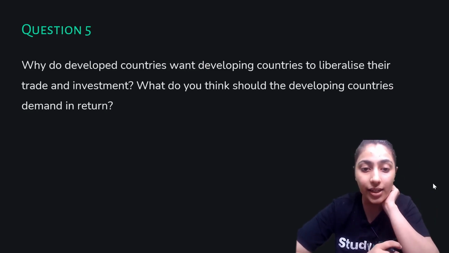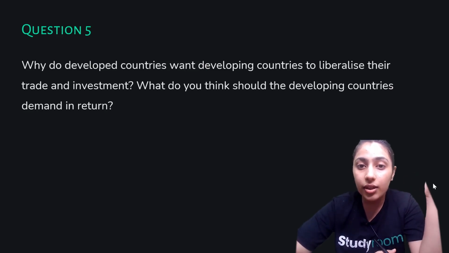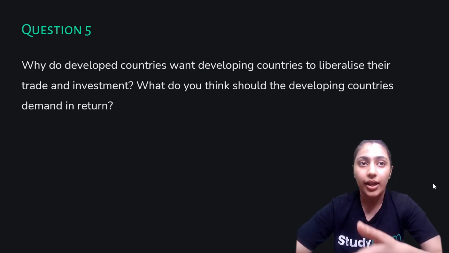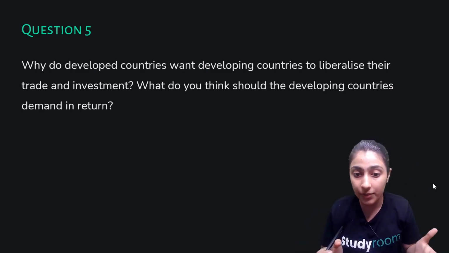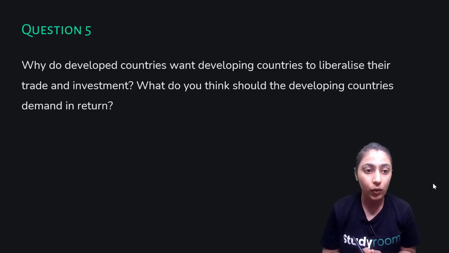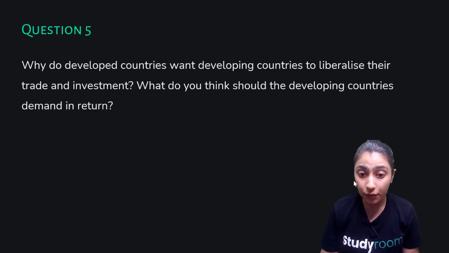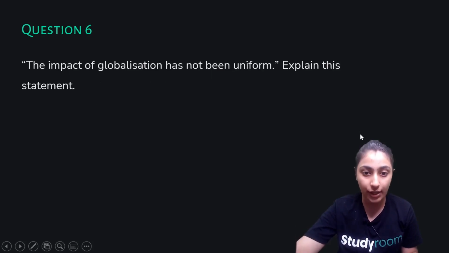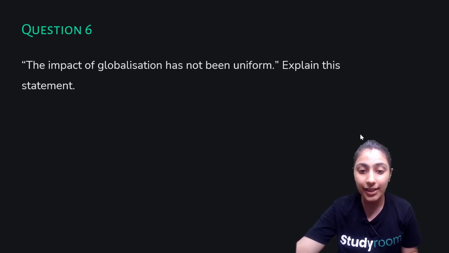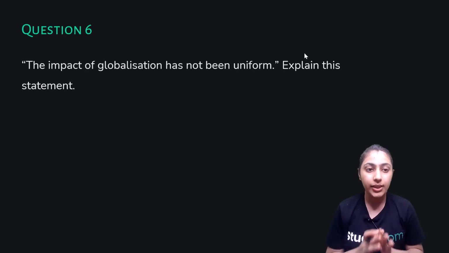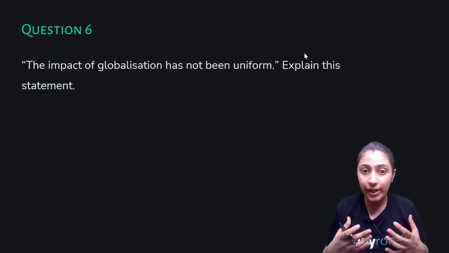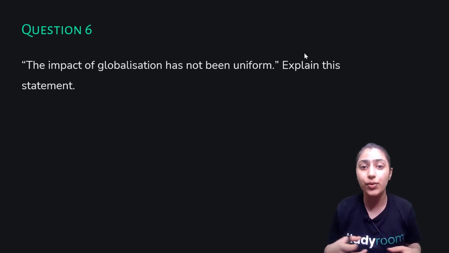On the other hand, what do we think the developing countries should demand in return? The only thing that developing countries should demand in return is fair trading. There should be fair trading for both developed and developing countries. So I hope this answers your question number 5. Moving forward to your question number 6, which says the impact of globalization has not been uniform. Explain this statement. So basically, by the time globalization has entered, what's happening is that we as consumers have got a variety of choices to choose from.